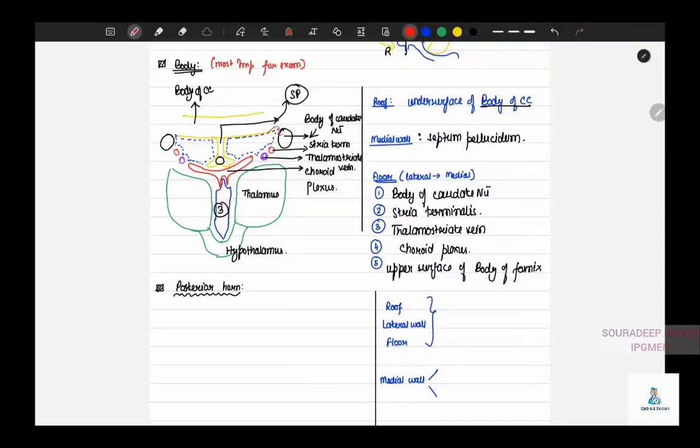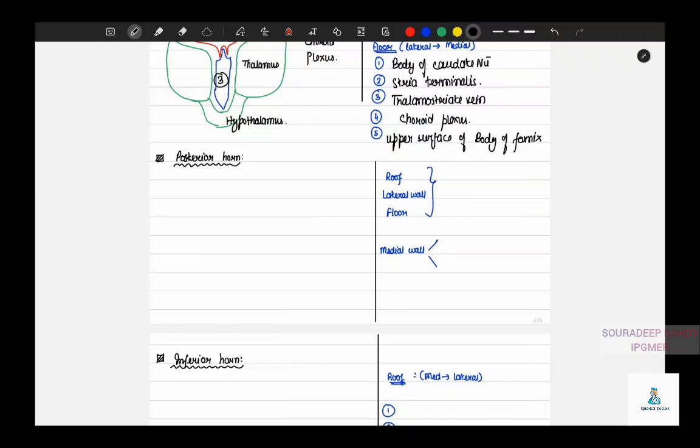Now coming to the posterior horn, the boundaries of the posterior horn. So here I am drawing the diagram.